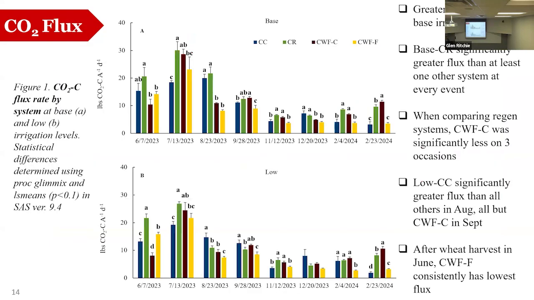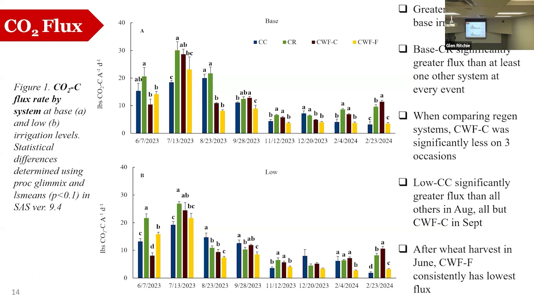So getting into our data, this first set of graphs is going to be looking at carbon dioxide flux rate. So the rate that it's leaving the soil in pounds of CO2 carbon per acre per day. The top graph is going to be that 60% evapotranspiration replacement, so our base irrigation level, and the bottom is going to be low. That's about half of the irrigation that this other system received.